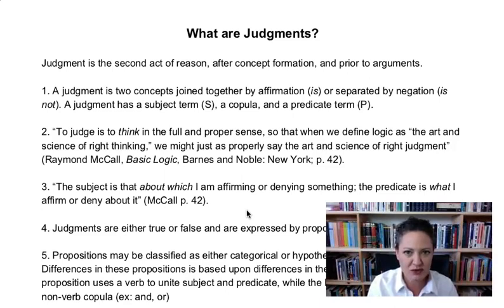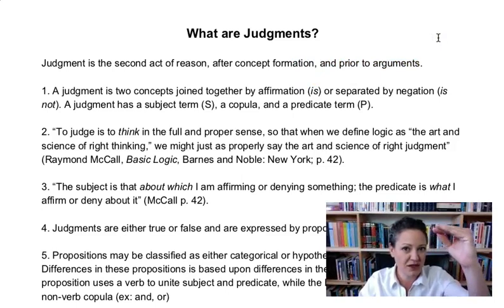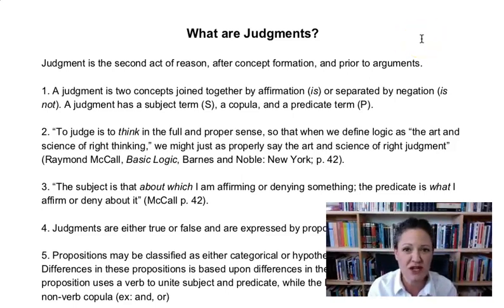So let's talk about judgments. Remember, Aristotle talked about 3 acts of the mind. The first act of the mind is concept formation. So judgments are the second act of the mind, or the second act of reason. After we form concepts, we make judgments. And then after we make judgments, we make arguments. So concepts, judgments, arguments. More basic, less basic. So concepts were the more basic. We spent a lot of time talking about concepts. Now we're going to briefly go over judgments, and then we're going to start working with judgments.